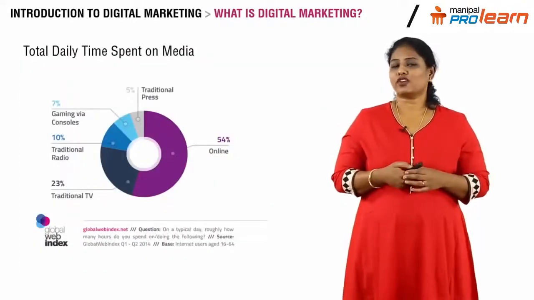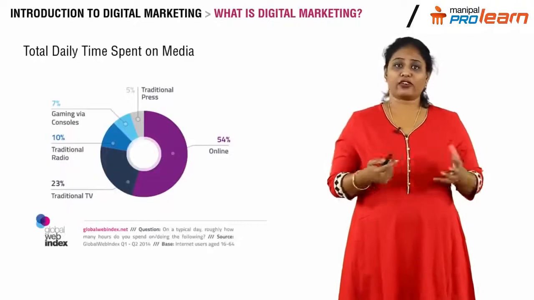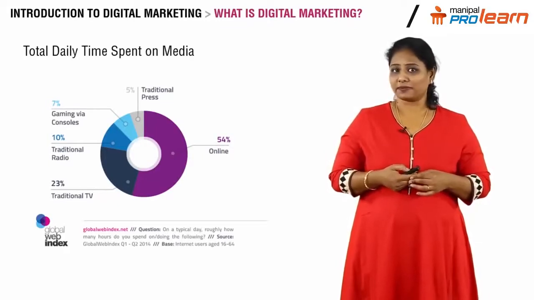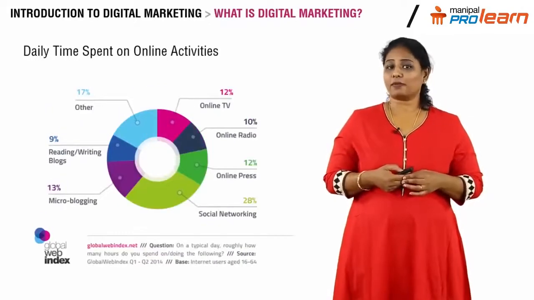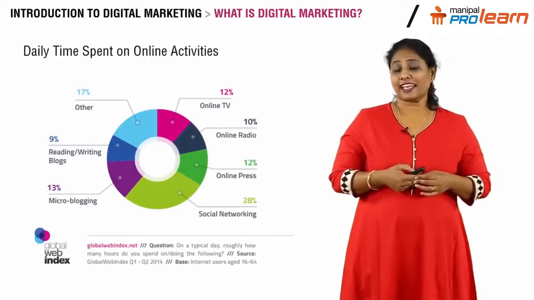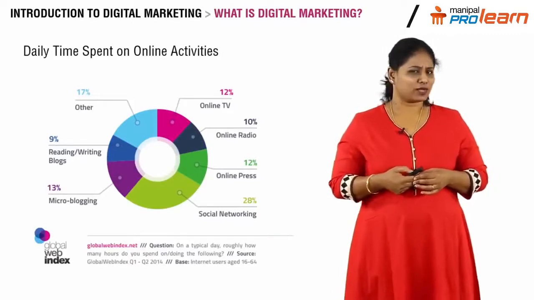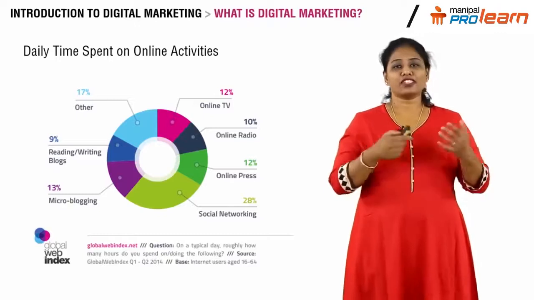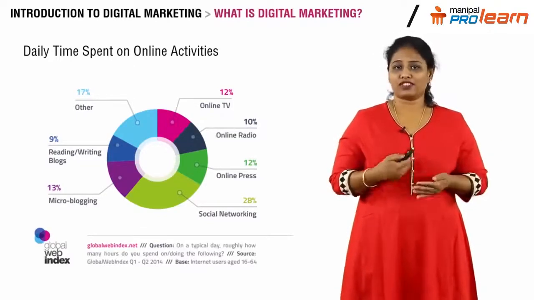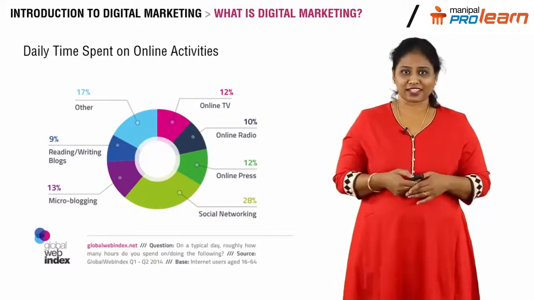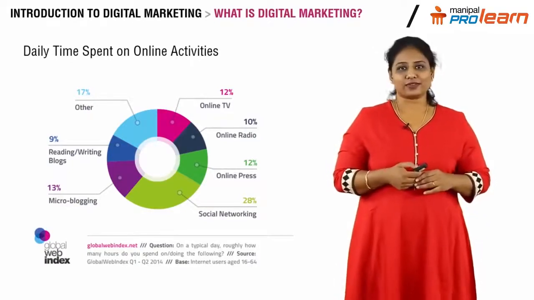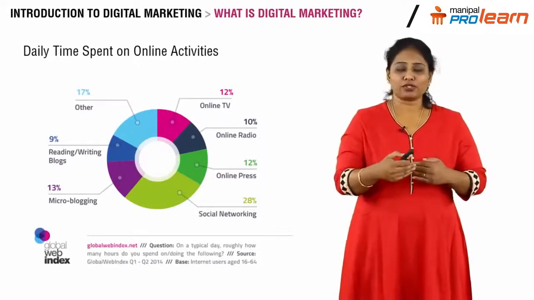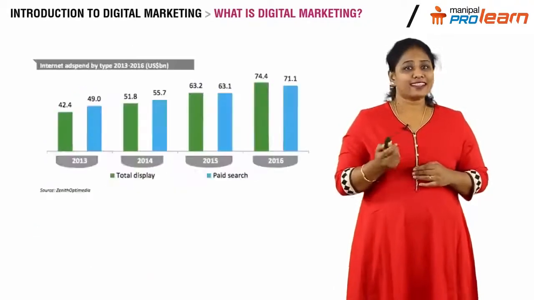You will be surprised to know that of the total time spent on media, on electronic media or otherwise, 54% of the time is spent on online media. Of the 54% that people spend on online media, 28% is social marketing, which is in most cases Facebook. 13% is microblogging, which again is about Twitter. And the rest of the activities are a mix of updating blogs, reading news, watching TV online, and other activities. What does this translate to? When people are spending so much time on a media, there is huge opportunity for you to reach out to them during that time.